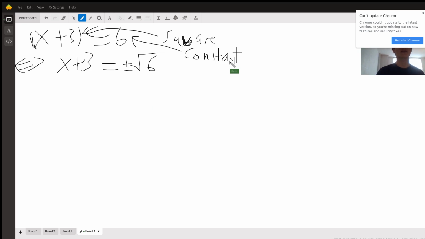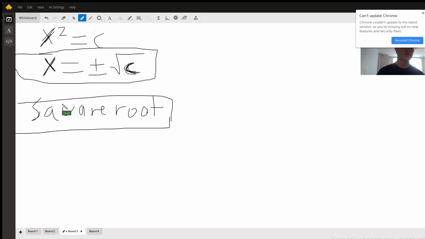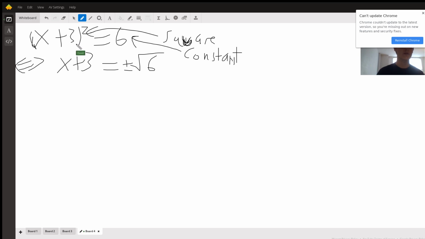Whenever we can write a quadratic like this as square equals constant, that's when we can apply the square root method. When it's square equals constant, we can square root the square to get the nice thing that's inside of it, and square root the constant. And then we have something similar. Now, this isn't quite a solution to the quadratic yet, right? We have x plus 3 equals plus or minus root 6. That doesn't tell us what x is.